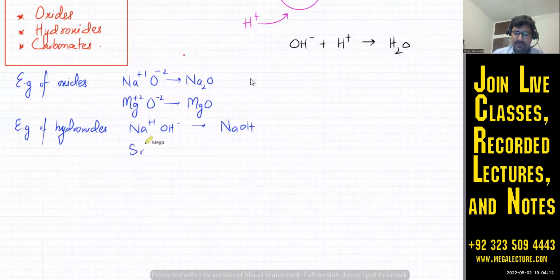Strontium is group 2, so that's plus 2, and OH is minus 1. So if I do crisscross, it's going to be Sr and OH twice. That just gives you a ratio that for every one Sr ion in the lattice, there's going to be 2 OH ions. And we can do examples of carbonates as well.